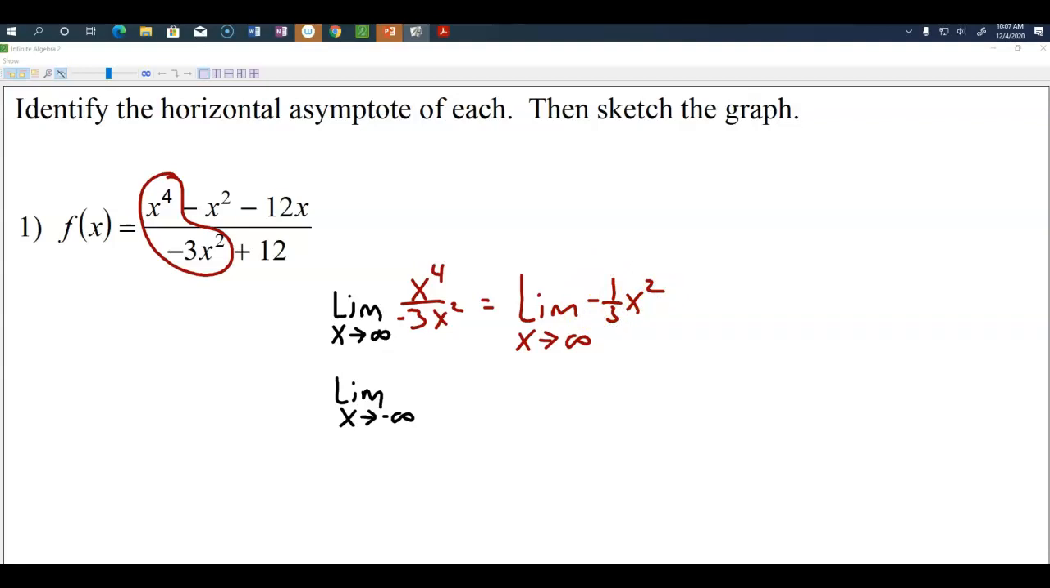And when you have a negative coefficient and an even power, it's down on the left and down on the right. And so for both of these, it's going to be -infinity because it's down on both sides. So that one's the only one where there's really not a nice shortcut. But the other two, you can jump straight to the answer.